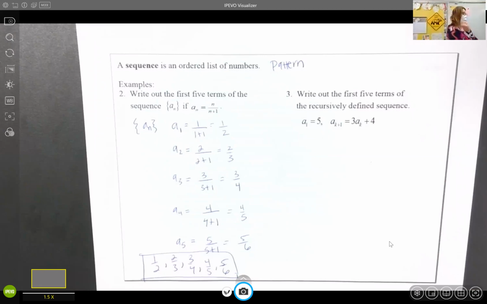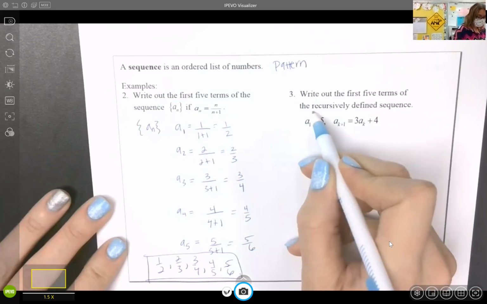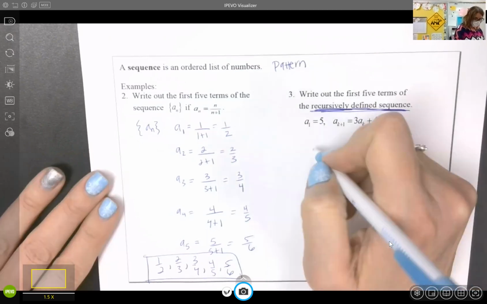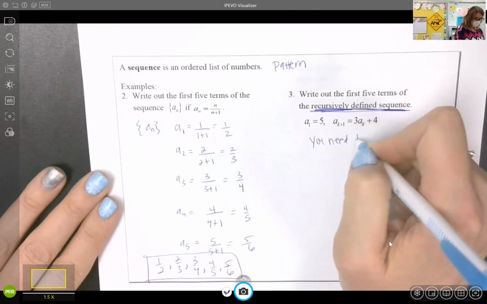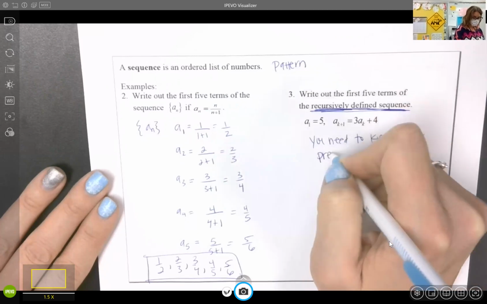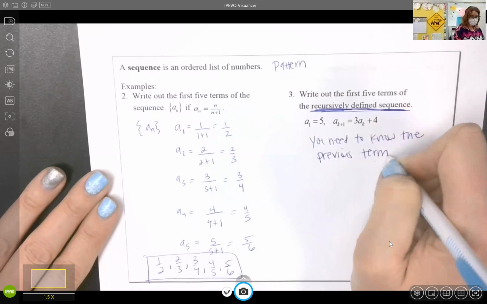All right, so what that is, you guys, when it says AN, is that I can find any term. If I wanted the 100th term, what would the 100th term be? Okay, this one is a little bit easier to know what the 99th term would be, or the 100th term, without knowing the 99th. So this is going to be the difference if it's recursively defined. Okay, so recursively means you need to know the previous term to find the next one.